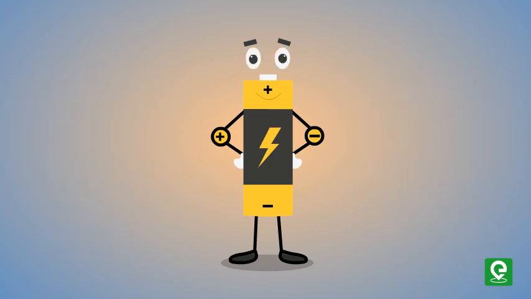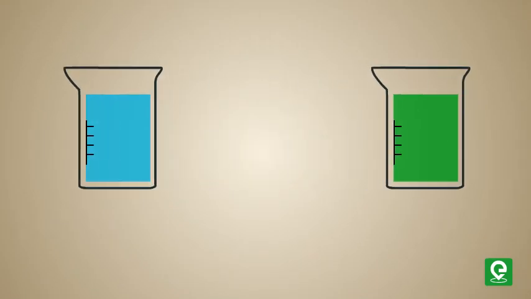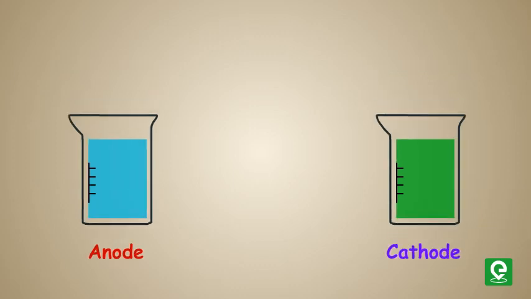These are electrochemical cells which undergo spontaneous chemical reaction to convert chemical energy into electrical energy. Electrochemical cells have two compartments called half cells. The half cell where oxidation occurs is called anode, and the half cell where reduction occurs is called cathode. Electrons flow from anode to cathode.